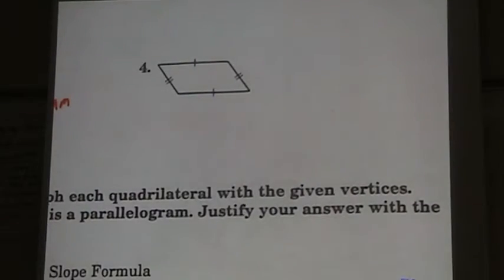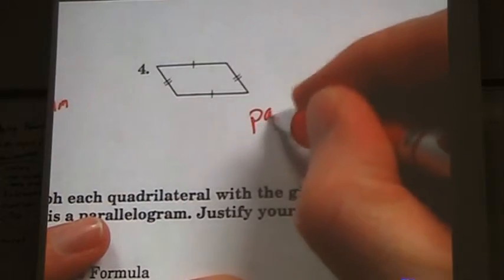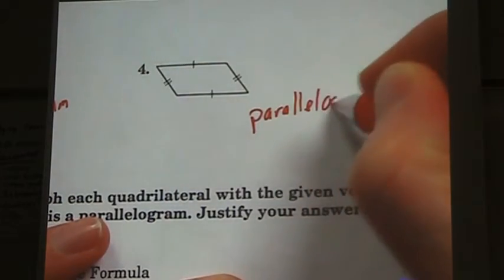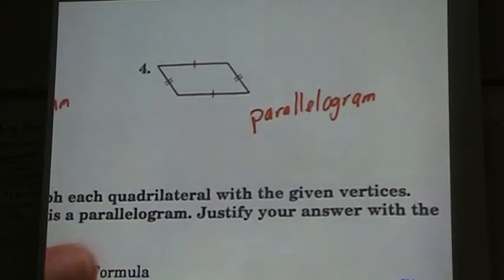And number four, we've got opposite sides that are congruent. If opposite sides are congruent, you have a parallelogram. Boom.